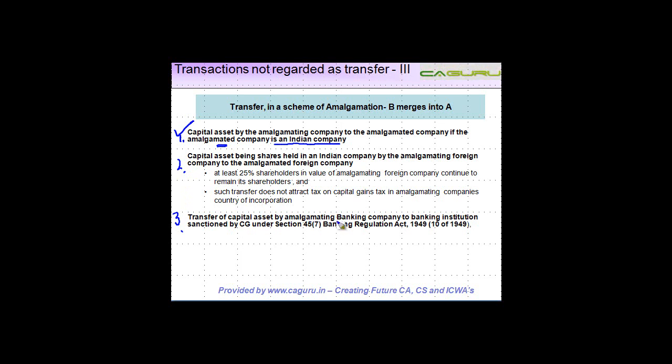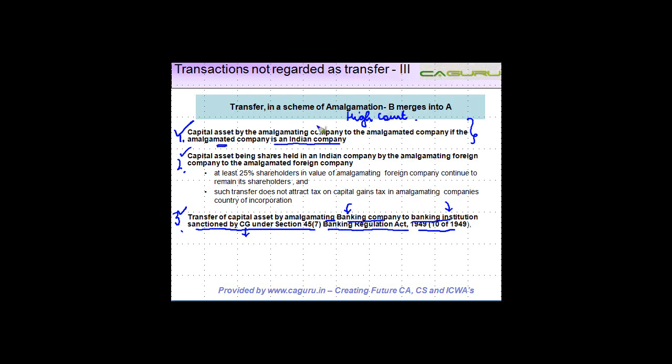Transfer of a capital asset by the amalgamating banking company to the banking institution sanctioned by the central government under section 45(7) of the Banking Regulation Act of 1949. Again, this is something similar to this. The only difference is that the amalgamating company is a banking company, and the amalgamated company is a banking institution, and this has to be approved by the central government. Normally these amalgamation schemes are approved by the High Court of the state in which this company has its registered office. Okay, let us see the second one.